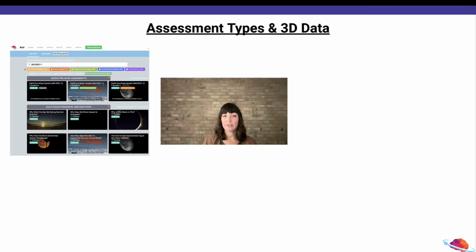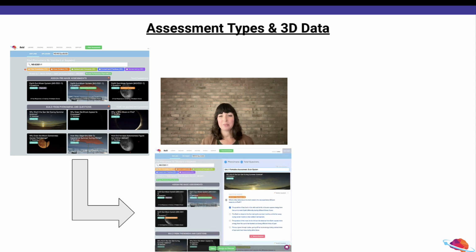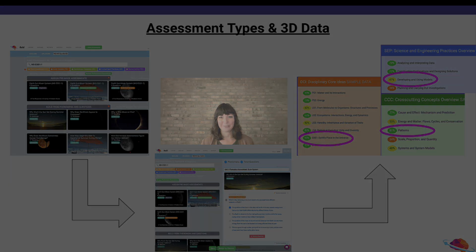On InnerOrbit, you can find multiple phenomena for every NGSS performance expectation, and you can use these three question types to build any type of assessment you want. After you've assessed your students, you will have access to detailed three-dimensional data so that you know where kids are excelling and where they might be struggling.